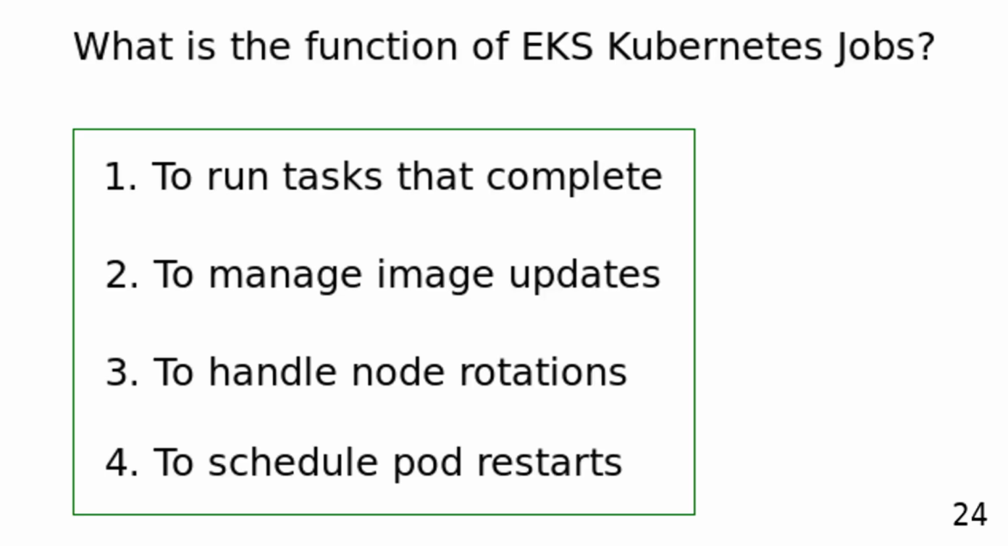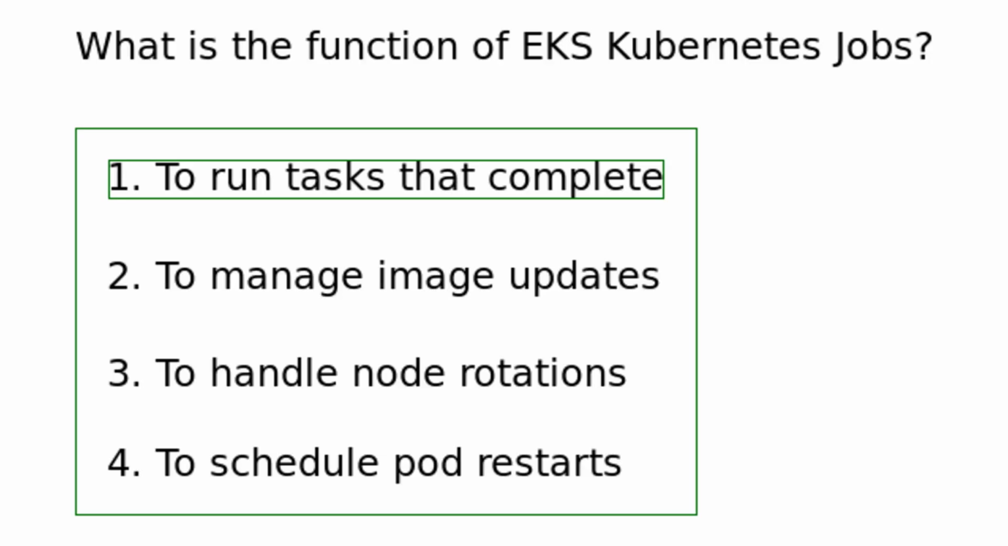What is the function of EKS Kubernetes jobs? To run tasks that complete. To manage image updates. To handle node rotations. To schedule pod restarts. In EKS, Kubernetes jobs are used to run tasks that are expected to complete, like batch processes.